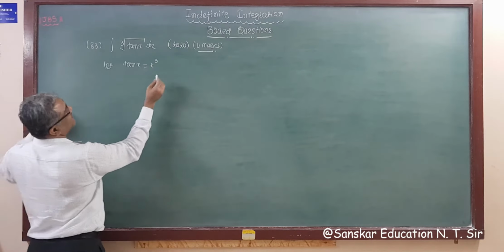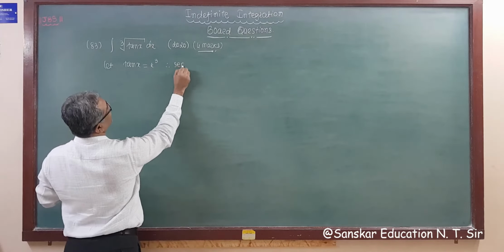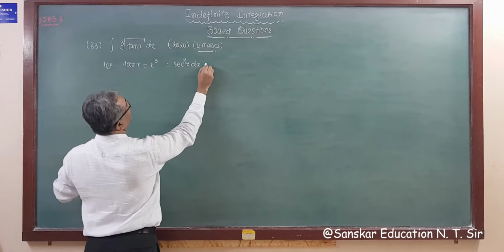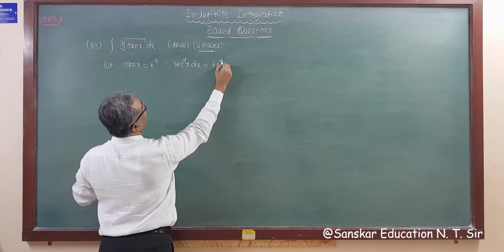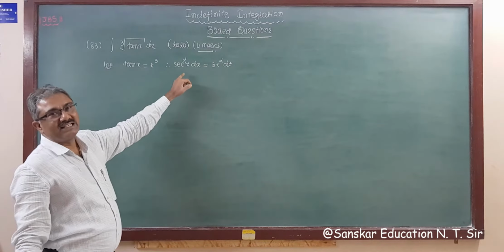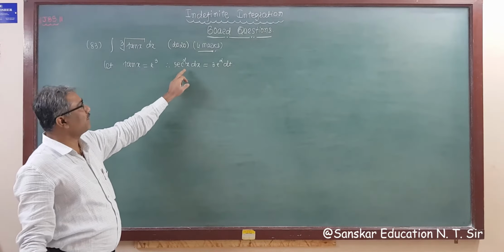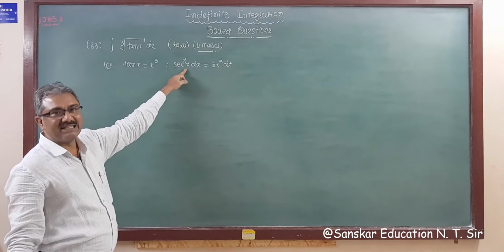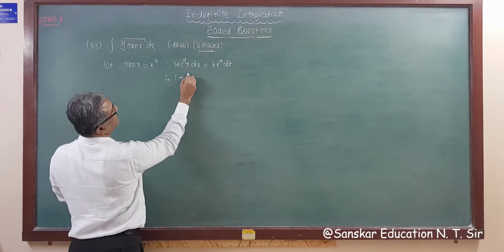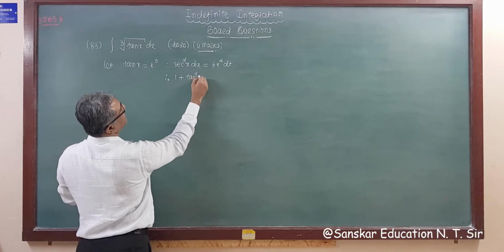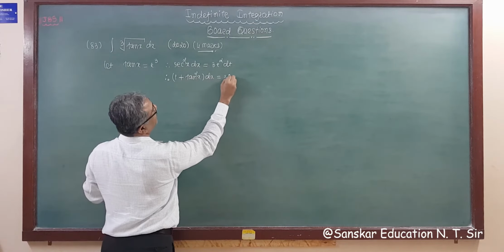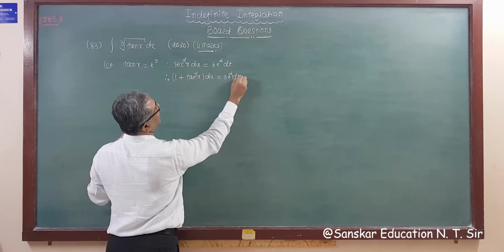So derivative of this is sec square x dx. So sec square x dx is equal to 3t square dt. Right? Now we want this also in terms of t, not in x. Now sec square x is 1 plus 10 square x. So what we get? 1 plus 10 square x, right? dx is equal to 3t square dt.